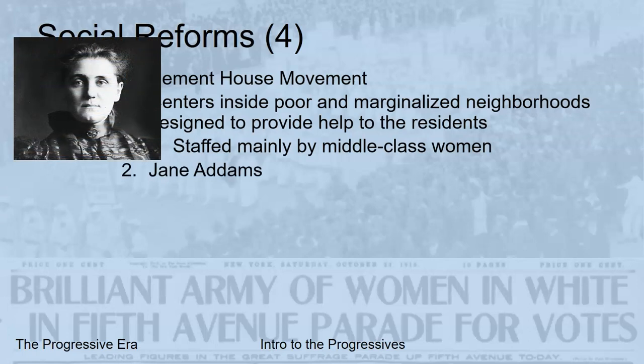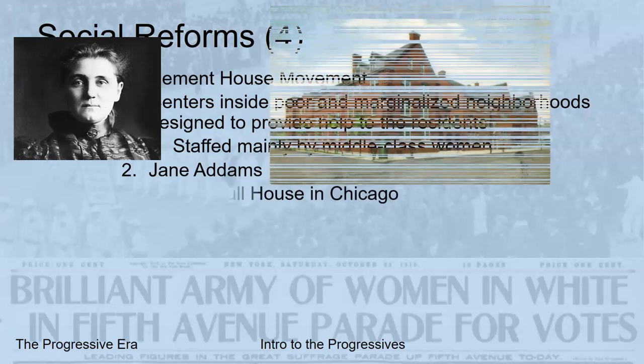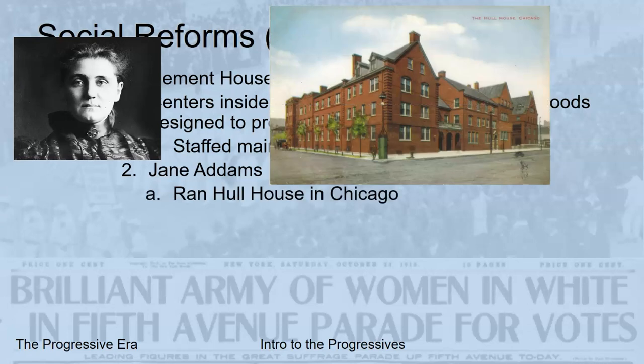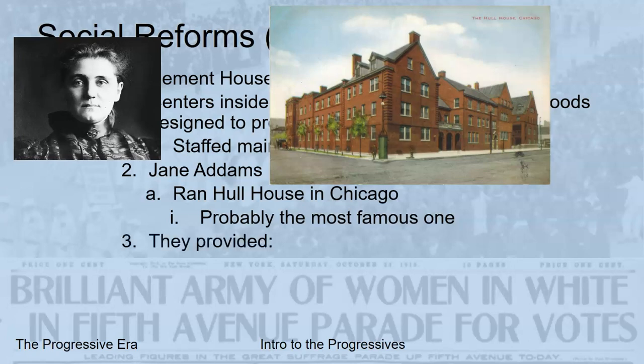This lady is named Jane Addams. Jane Addams set up and ran kind of the most well-known of the settlement houses, one in Chicago called Hull House. And if you see the size of this building, this is roughly the size of maybe half a city block. They provided a large number of services. They would have been located next to factories because they're in those poor neighborhoods.